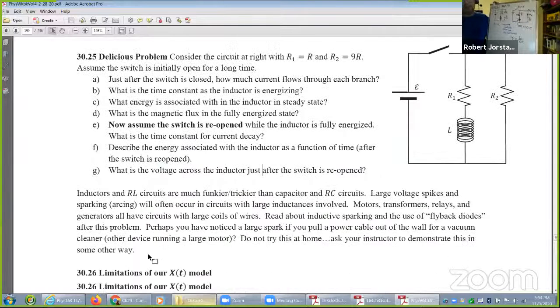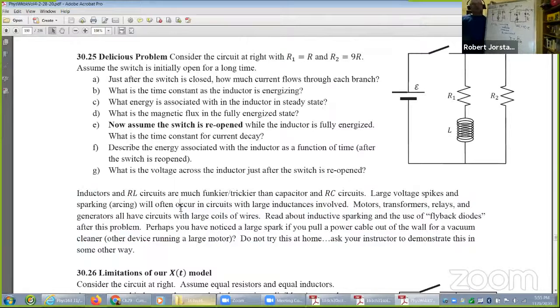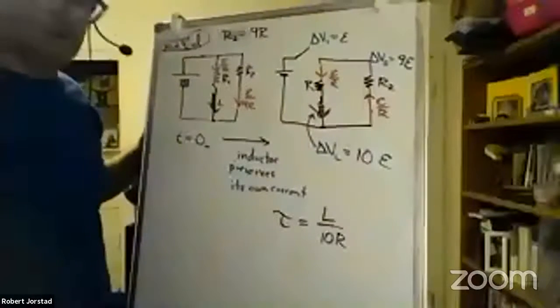So let's read this comment here. I don't like to read, but yeah, let's look here. Okay, flyback diodes. So, all right, let's just see what happens here.